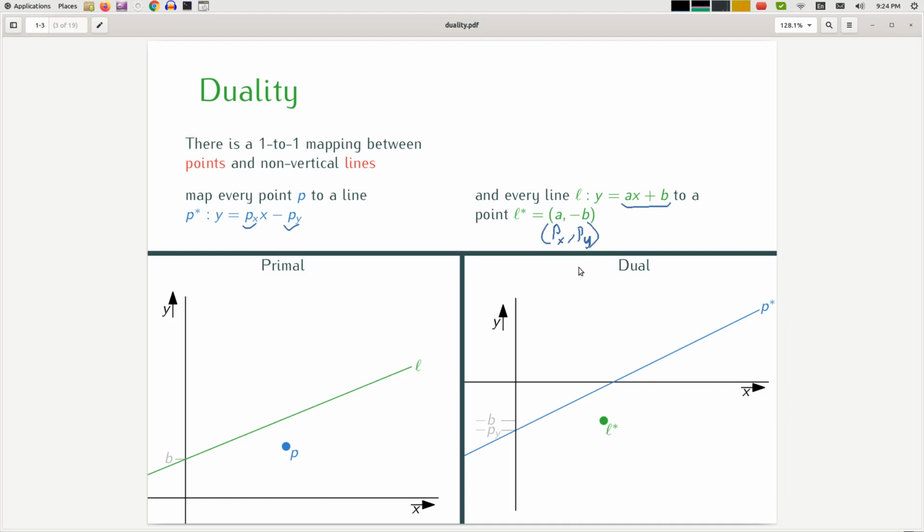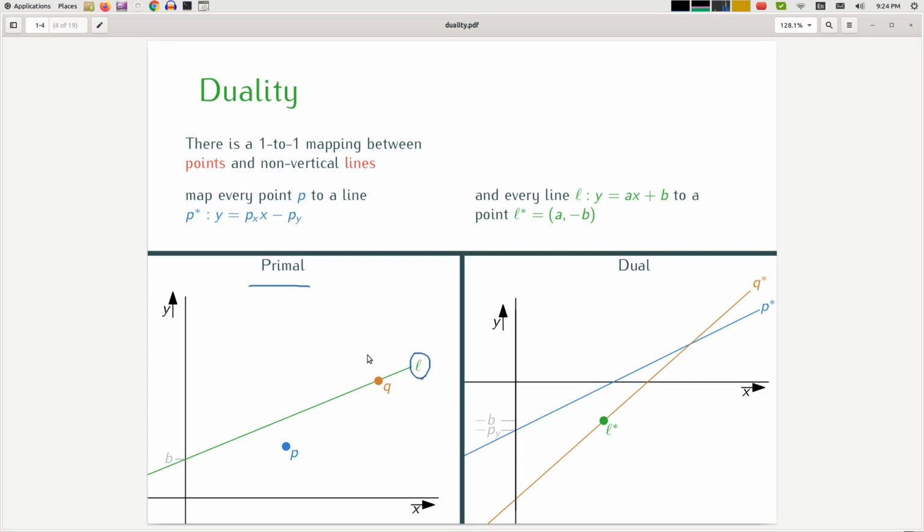This duality transformation has a bunch of properties that are very useful. We're going to prove them in the exercise classes. The proof is actually very easy. But let's see what it does. The first property is that it maps a point to a line and it maps a line to a point. Okay, so that's easy.